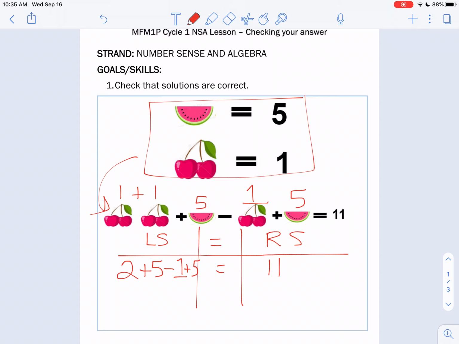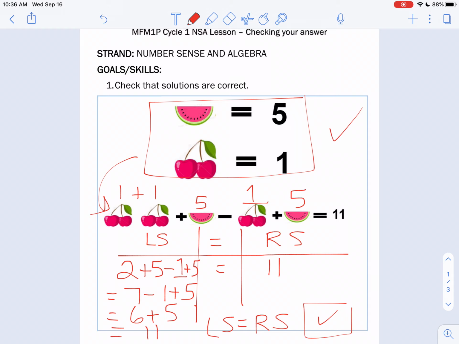I'm going to then have 2 plus 5 is 7, minus 1 plus 5 on the left side. And then I have 7 minus 1 is 6 plus 5, and 6 plus 5 is 11. So I can say left side equals right side. The answer is correct. So this answer works.